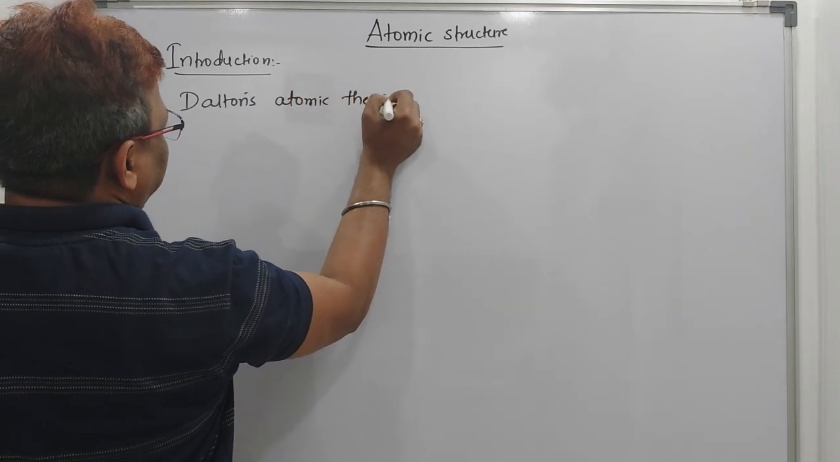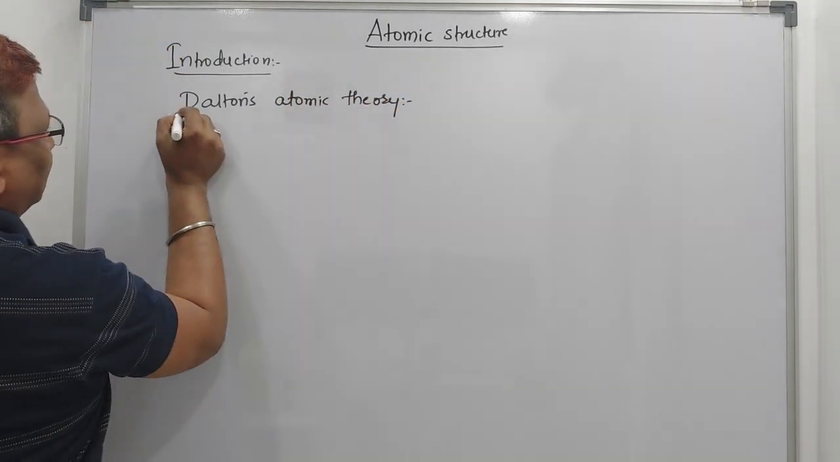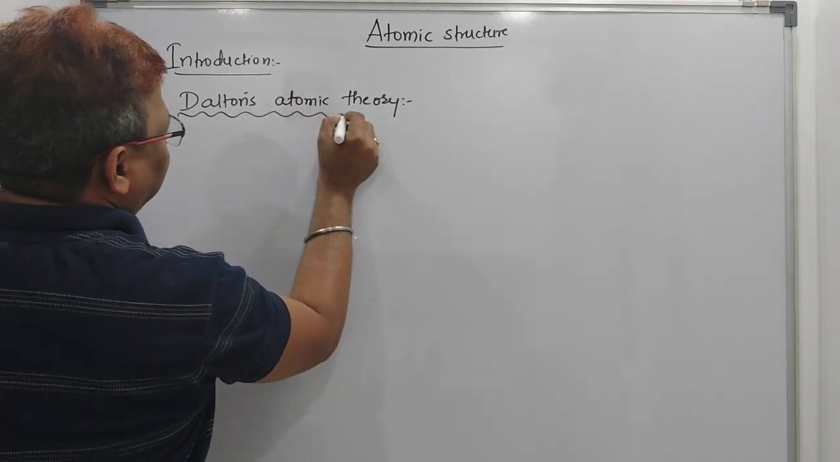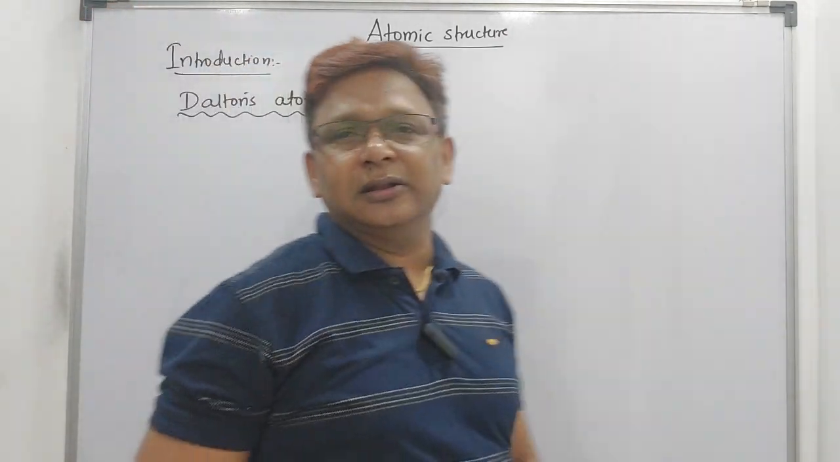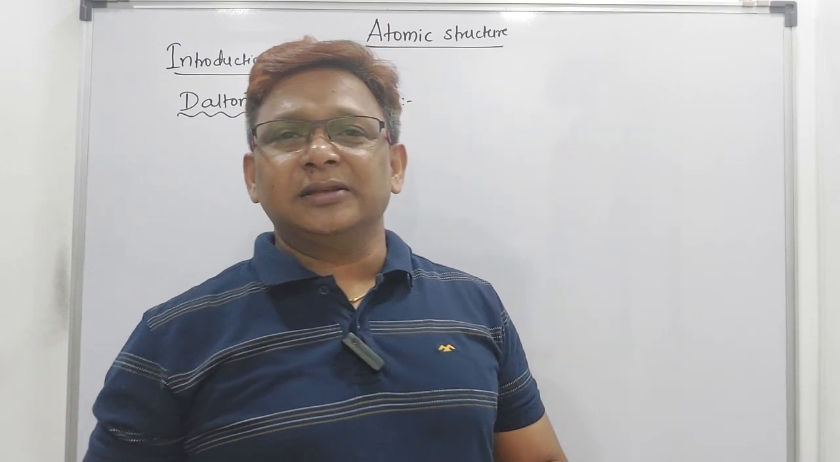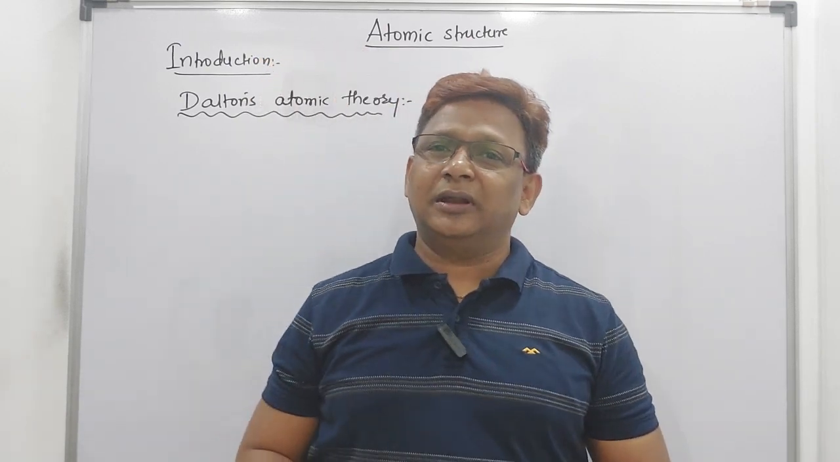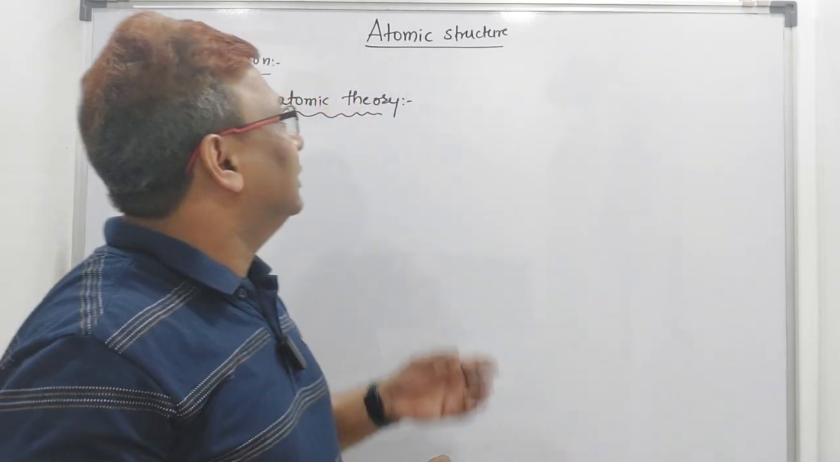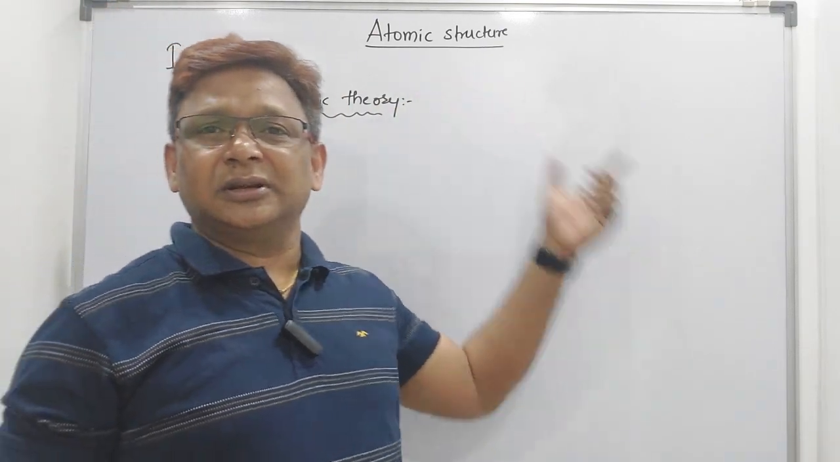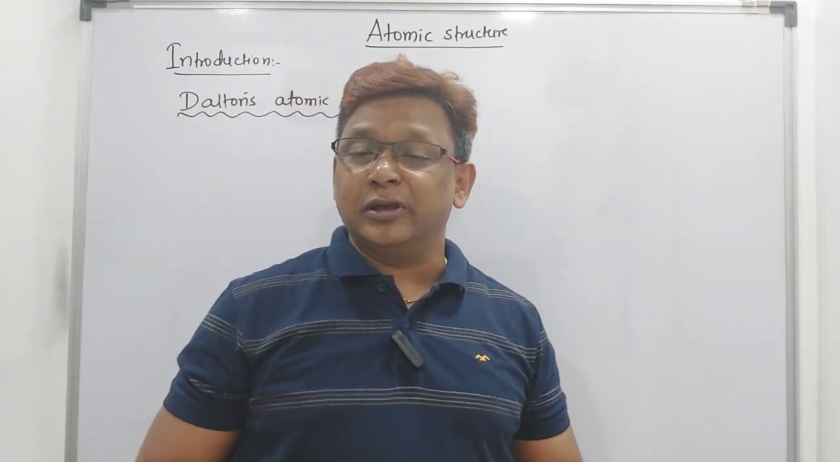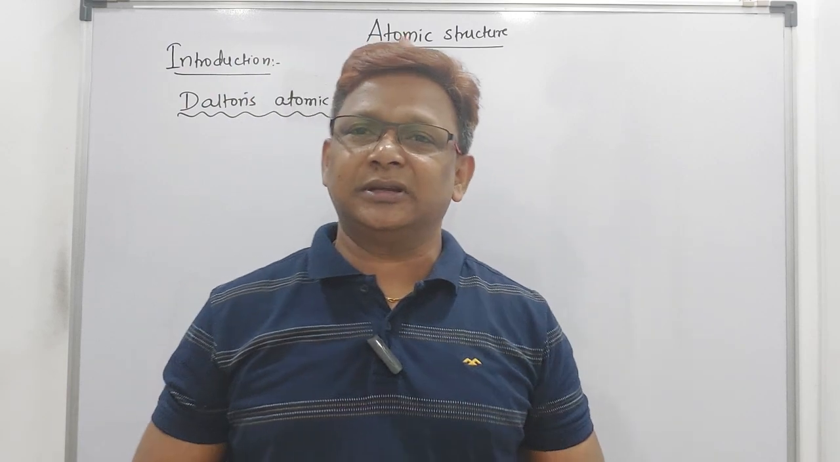To understand this chapter completely, first of all we should know what Dalton's atomic theory is and what the limitation in Dalton's atomic theory is. If you understand the limitation in Dalton's atomic theory, then definitely we are going to understand this atomic structure completely, what they are going to explain in the structure of the atom.